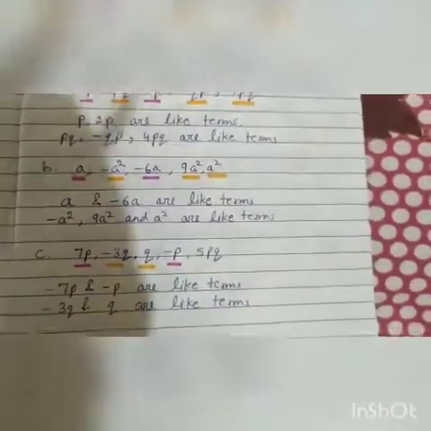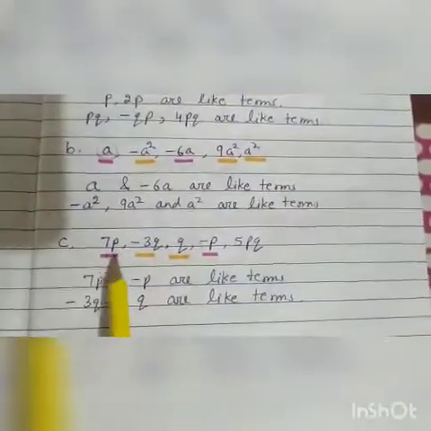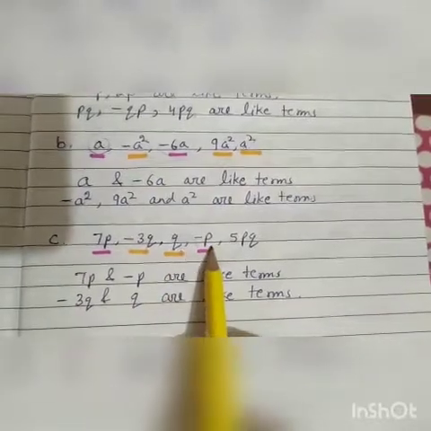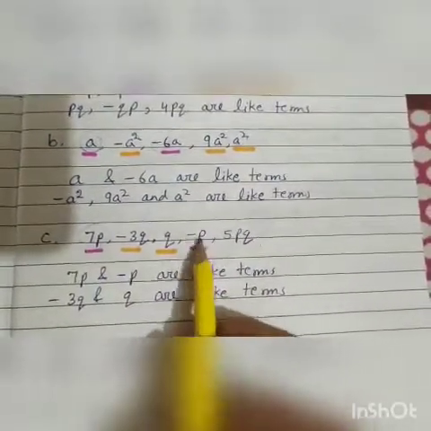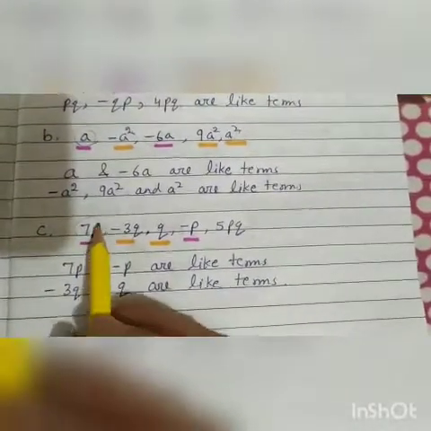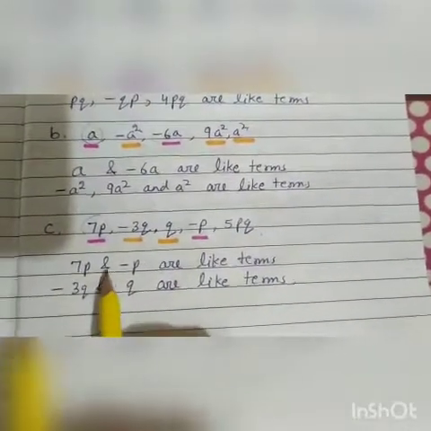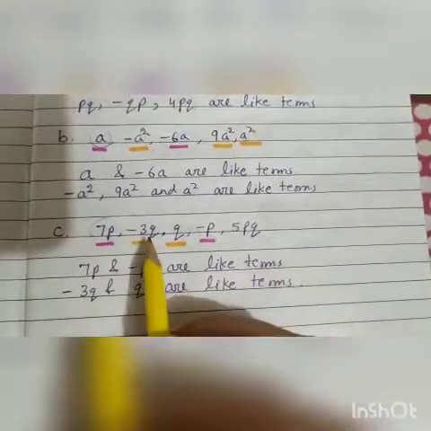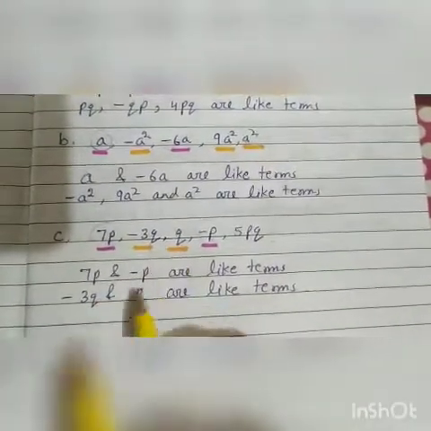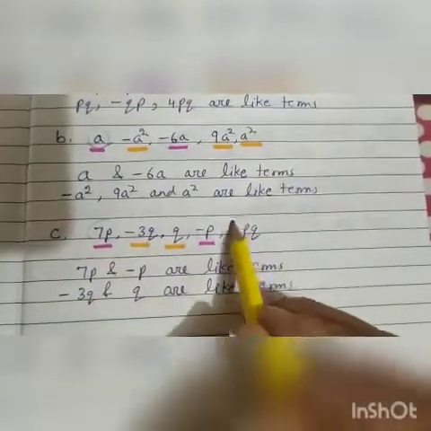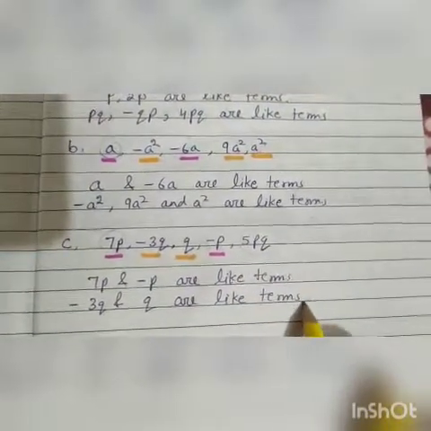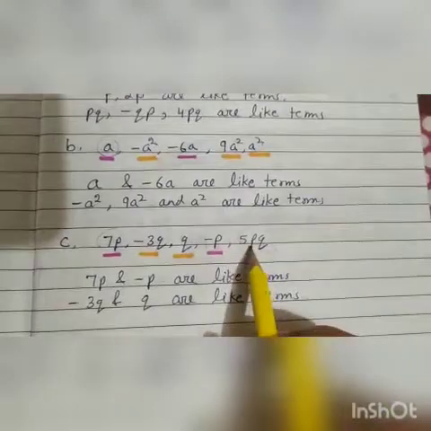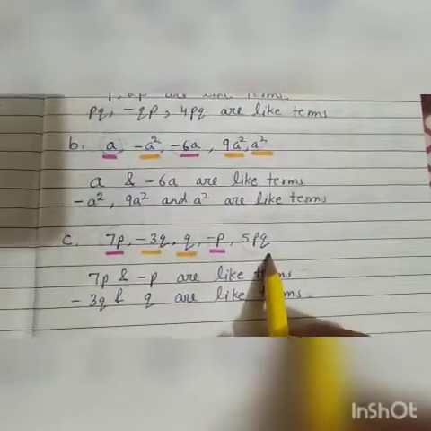Now come to the next part C. 7P, minus 3Q, Q, minus P, 5PQ. Again see here, this 7P and minus P both have the same literal factor and the same power 1. So 7P and minus P are like terms. This minus 3Q and Q are like terms. This 5PQ doesn't match these two terms because here P and Q both are present.